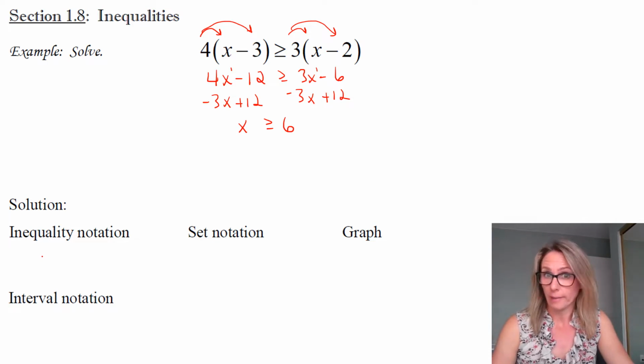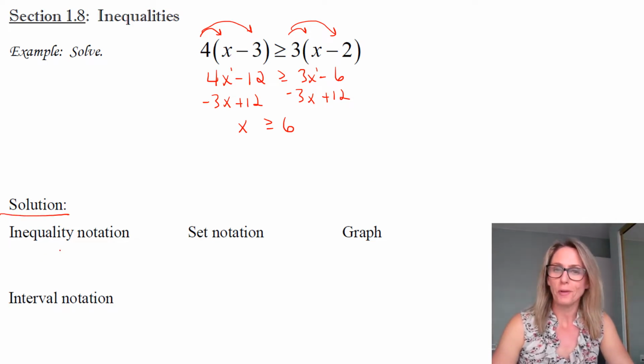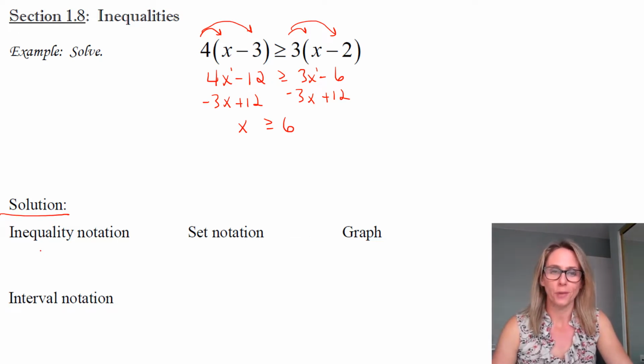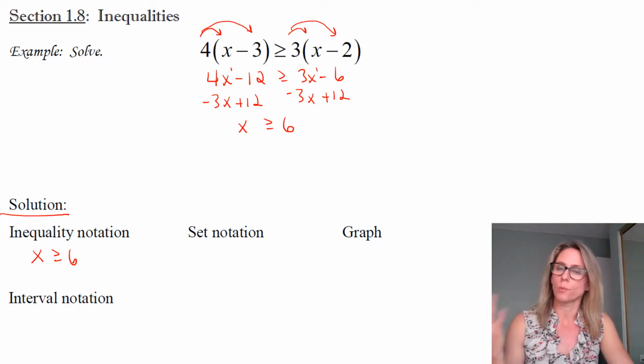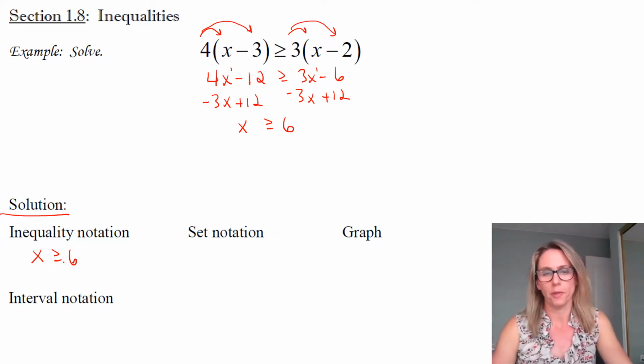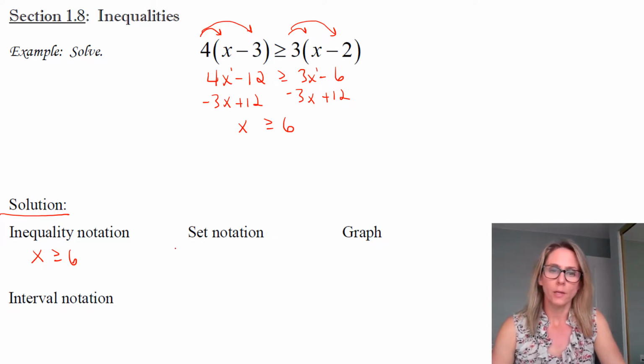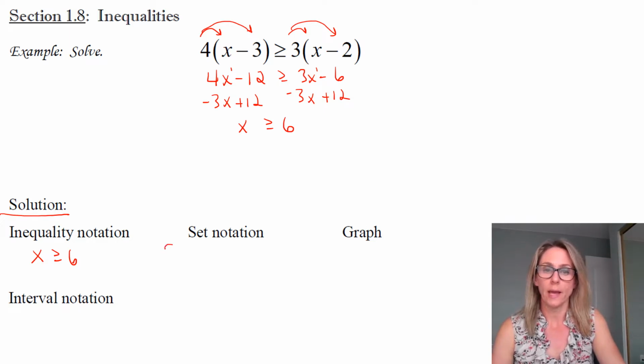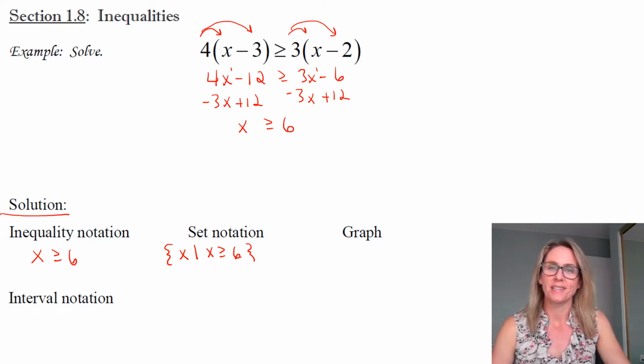Multiple ways we can write the solution. So it says solution here. Notice there's 4 different things here, 4 different ways we can do this. I'll tell you which ones are the most common. So inequality notation is what we just did. X is greater than or equal to 6. Set notation is the set of all x such that x is greater than or equal to 6. So it's just a slightly more mathy way to say what the solutions are.